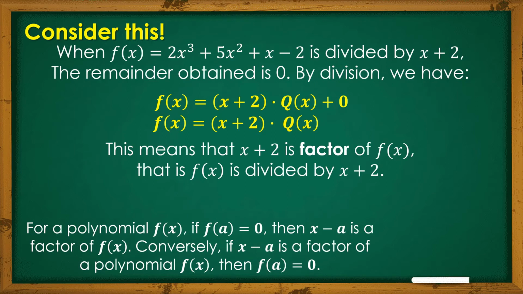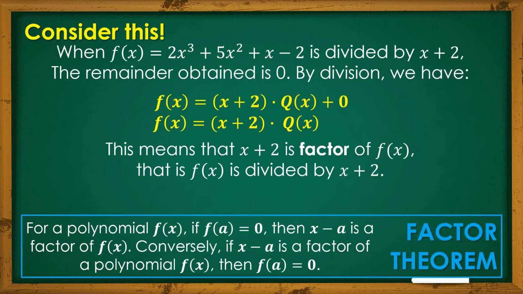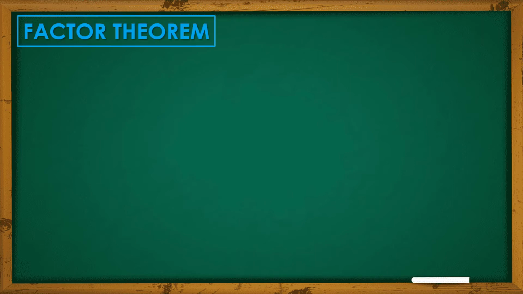Conversely, kapag yung x minus a is a factor of a polynomial f of x, then yung ating remainder is equal to 0. This explains our factor theorem. Let's get to know more about factor theorem by this example.